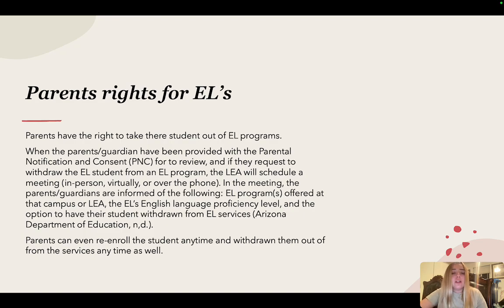When the parents and guardians have been provided with the parental notifications and consent for a review, if they request to withdraw the EL student from the EL program, the LEA will schedule a meeting either in person, virtually, or over the phone. In the meeting, the parents and guardians are informed of the following: the EL programs offered at the campus or LEA, the EL's English language proficiency level, and the option to have their student withdrawn from EL services. This goes for every state as well. Parents have a lot of rights.